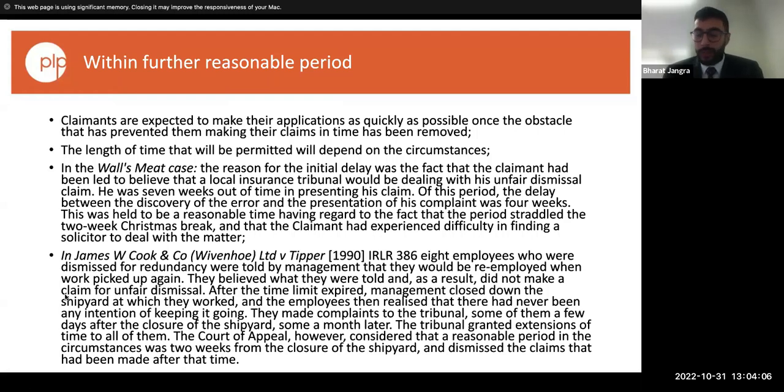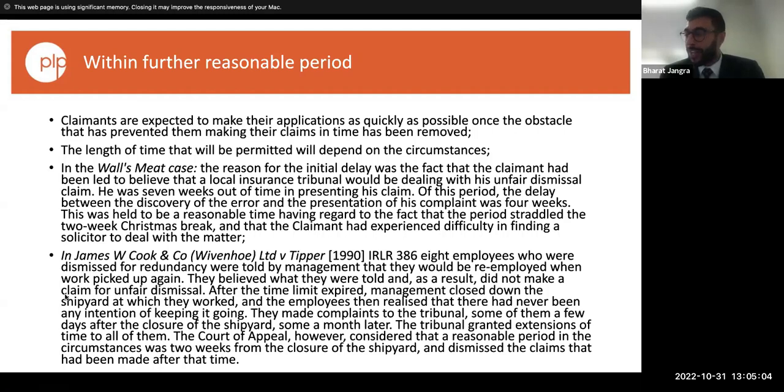We've also got the case of James W Cook and Co v Tipper. Here, the Court of Appeal considered that a reasonable period in the circumstances was 2 weeks from the closure of the shipyard. So where we had the employees, they were told they were being dismissed for redundancy. They were under the impression and were told that they would be re-employed. They didn't make any claims for unfair dismissal on that basis. Time limit expired, the company was shut down. Some employees made a claim within a couple of days from the company shutting down. Some took up to a month. The Court of Appeal found that 2 weeks in these circumstances would have been a reasonable period within which to bring their claim.